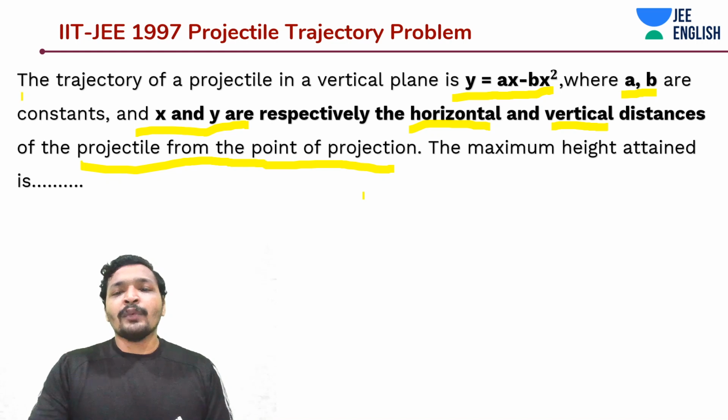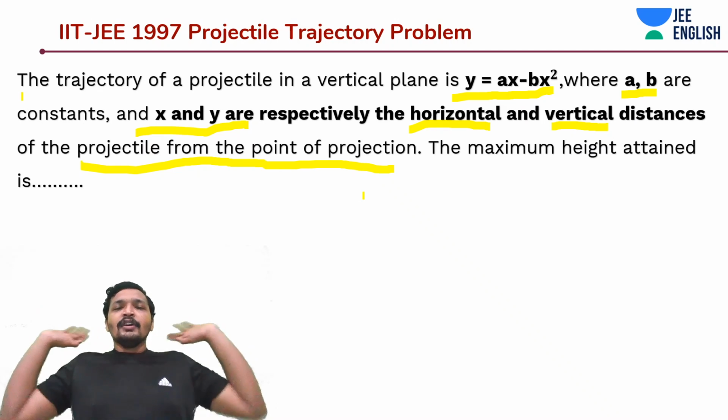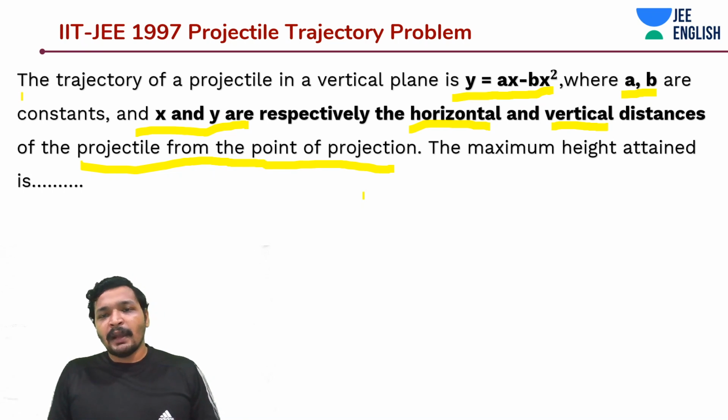Okay. So what would be the answer? Any guesses, guys? Let's not even start doing the problem. Let's just differentiate it in our mind. So when we do dy by dx, what do we get? a minus 2bx is equal to 0 for finding the maximum.